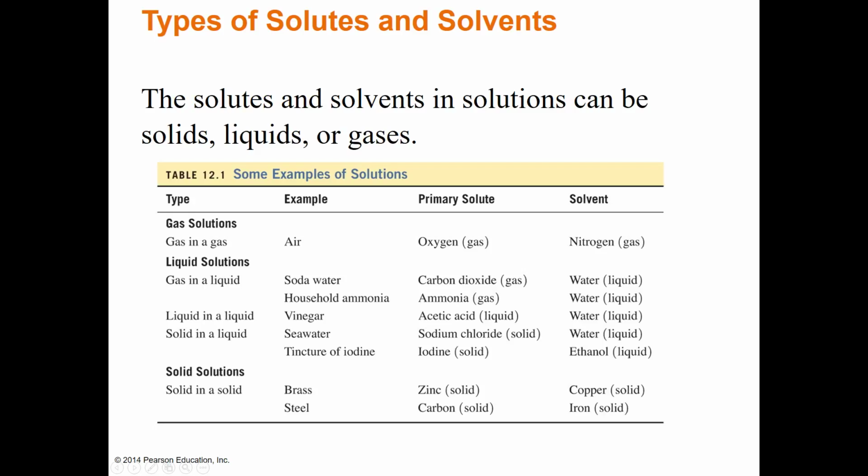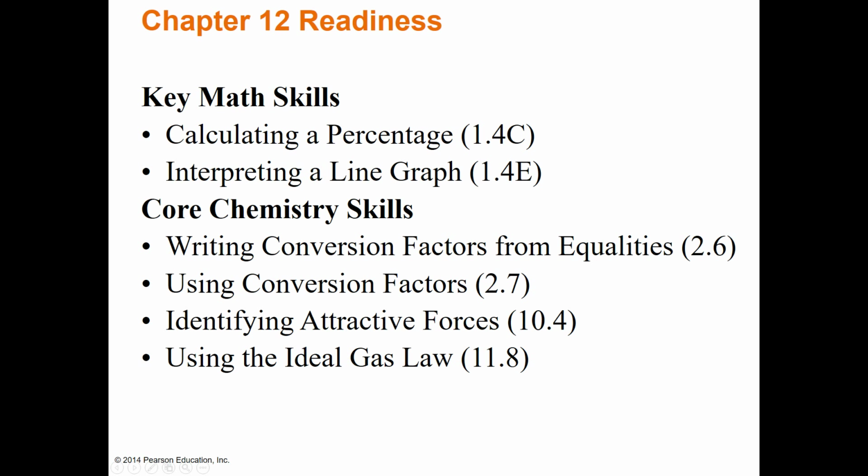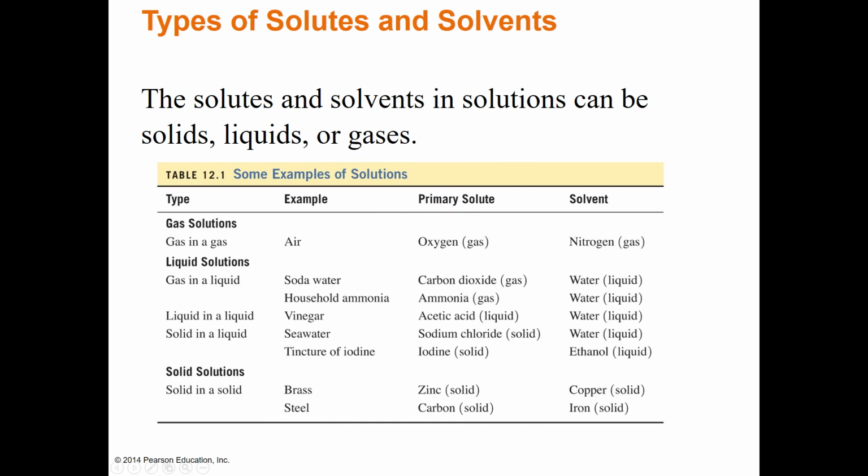Seawater is solid in a liquid where you would have sodium chloride dissolved in water. A tincture of iodine is the solid iodine dissolved in ethanol, which is the liquid there. And ethanol is alcohol, by the way. Then you can have solid solutions. Brass is an example of a solid solution. And what's the word we use for brass? Brass is a mixture of metals, and it's called an alloy. So you have zinc solid and copper solid put together. You could call it a mixture or a solution. And then steel is similarly also where you have carbon solid and iron solid. Both are solids in that solution.